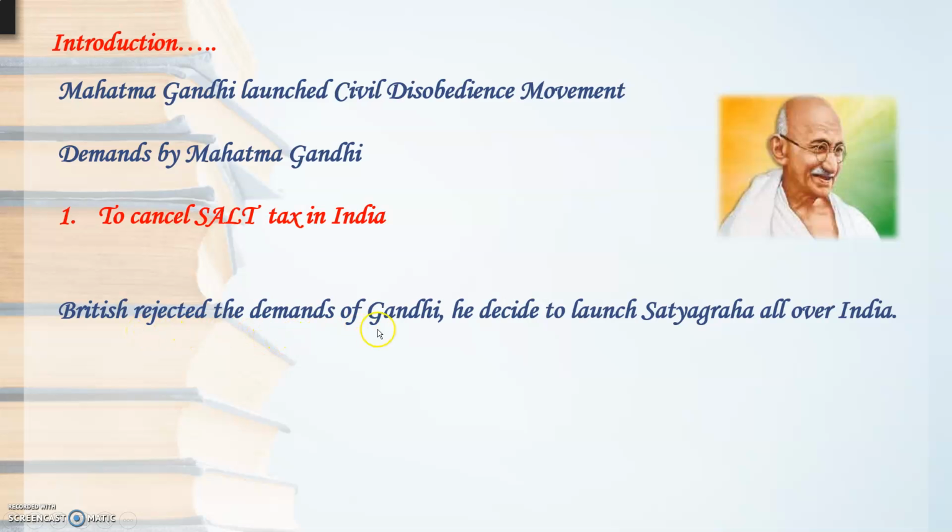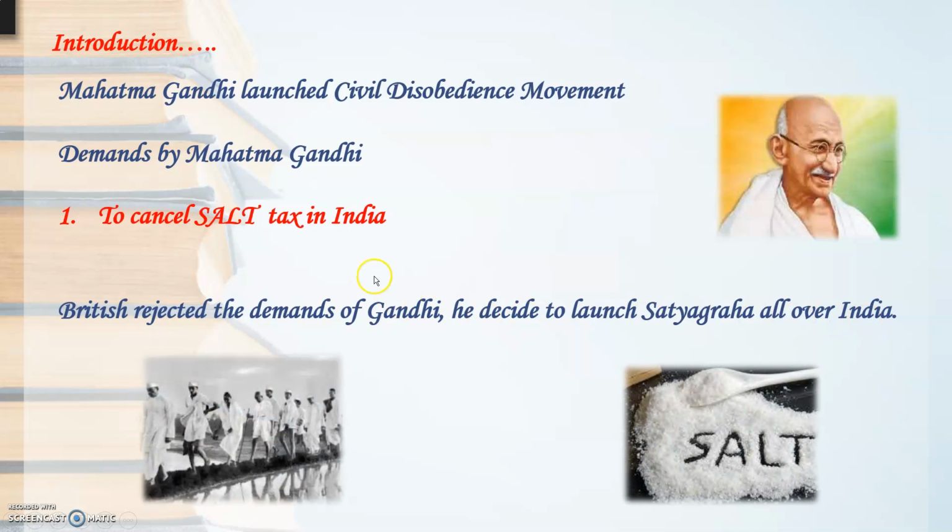The British rejected the demands of Gandhiji, and Gandhiji decided to launch a satyagraha all over India. And this was the reason why Mahatma Gandhi started the civil disobedience movement, because the Britishers had imposed heavy taxes on the most important ingredient in our food, that is salt, which was not acceptable to Mahatma Gandhi, and therefore he decided not to obey or follow the new rule.